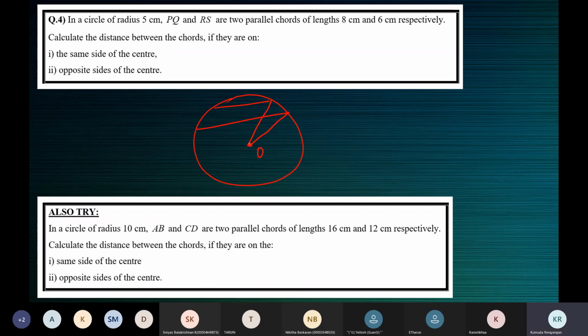So when you join the center to this point, radius, center to this point, radius. Now this will be the perpendicular distance of this chord from the center. Continue, that will be the perpendicular distance of the second chord from the center. So you must draw a figure like this. You can also take the two parallel chords like this. Center of the circle, radius, perpendicular distance from the center.